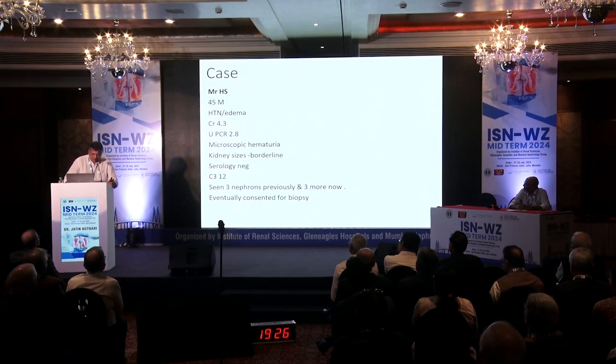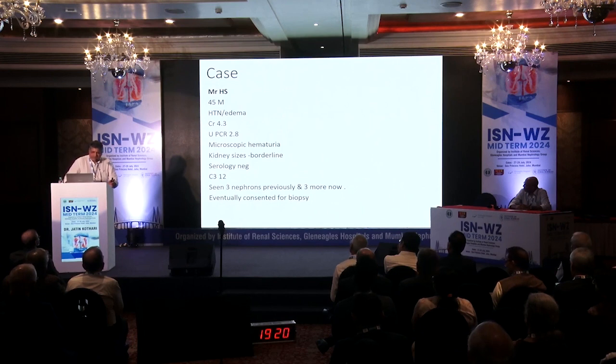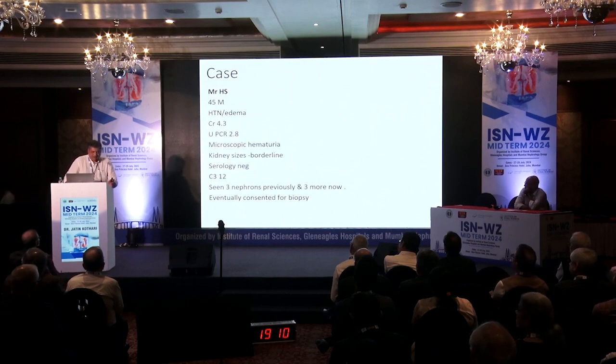So this is a patient who came to our OPD about 3 months back with a 6-month history of hypertension and was found to have some swelling on the feet. On evaluation, he was found to have a creatinine of 4.3. His urine protein creatinine ratio was 2.8. He had a few RBCs in the urine. Nothing else to write about.